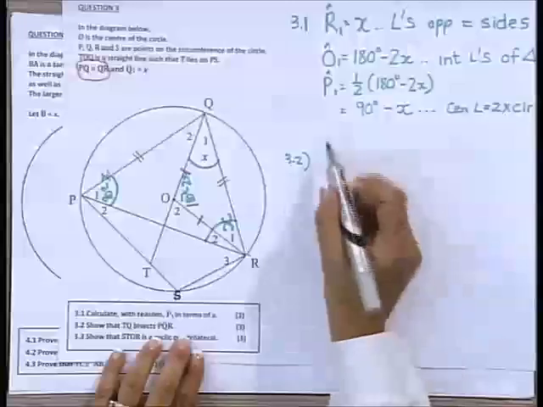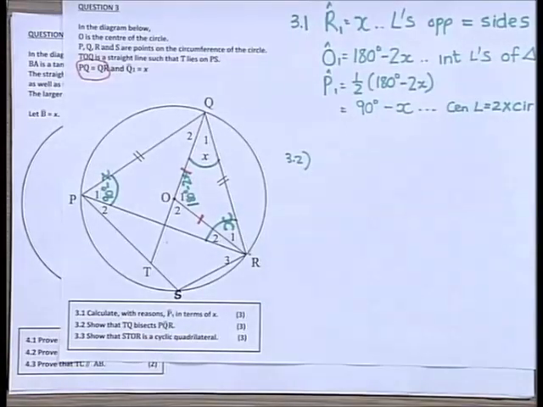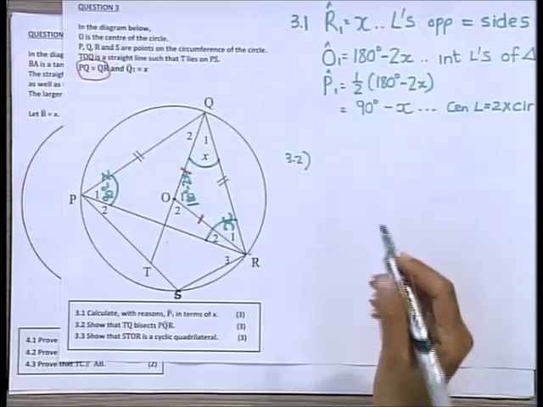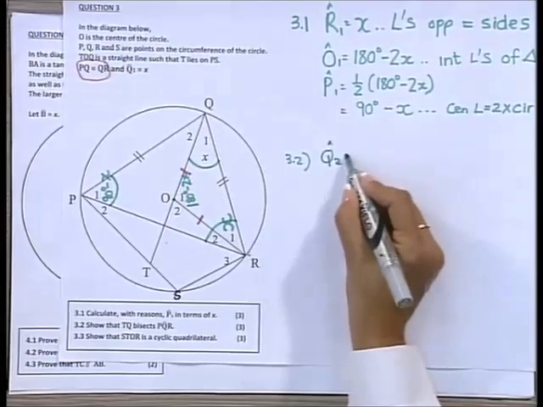So in question 3.2, what is your goal? My dad used to ask me, Eleanor, what is your goal? What are you striving for? You must have a goal. What is your goal in the sum? You want to show that Q2 is equal to x.